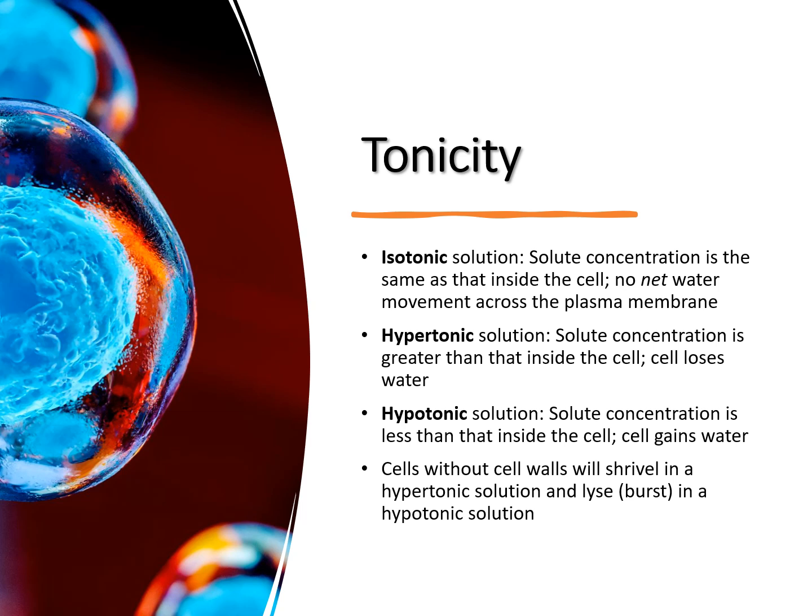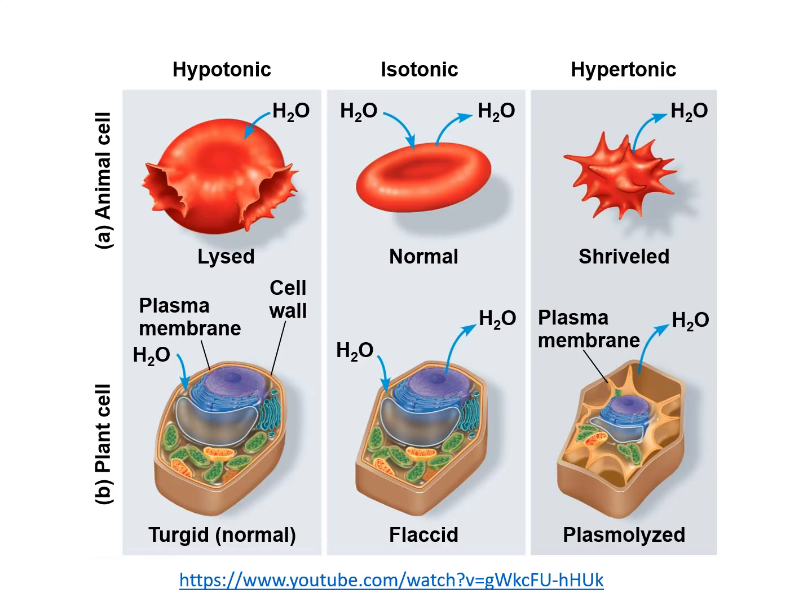Cells without cell walls are going to shrivel in a hypertonic solution and lyse or burst in a hypotonic solution. So animal cells don't have a cell wall, so that means that they're going to lyse in a hypotonic solution. They're going to remain normal in an isotonic solution. They're going to shrivel up in a hypertonic solution.